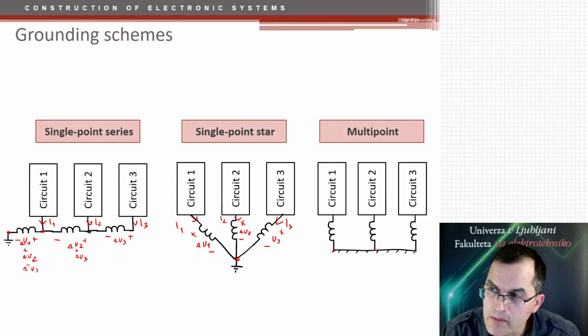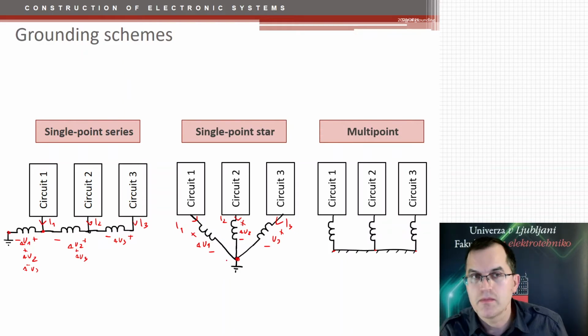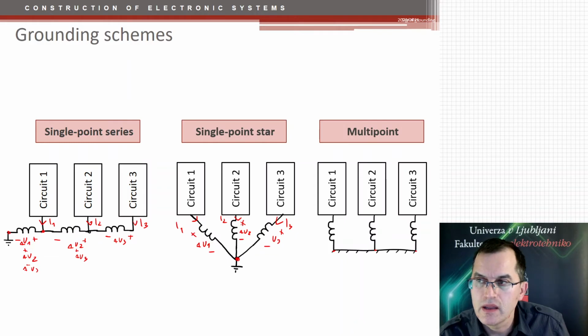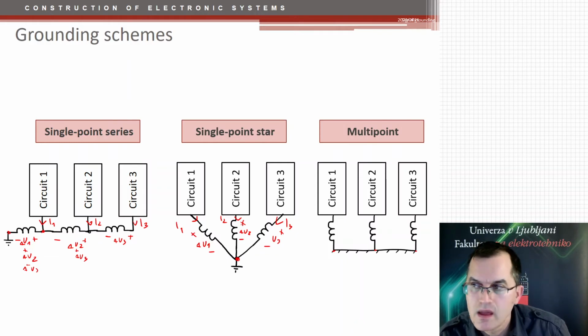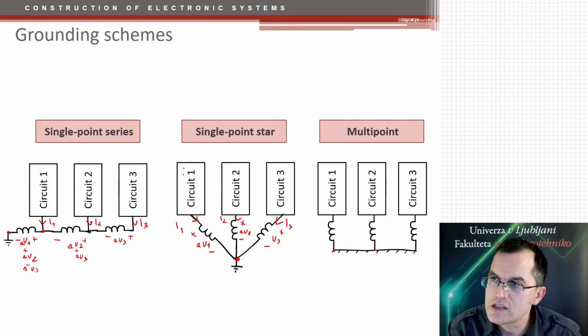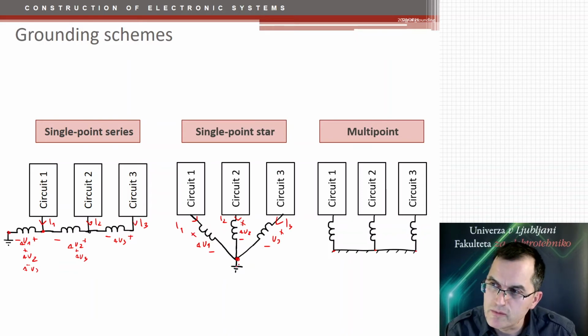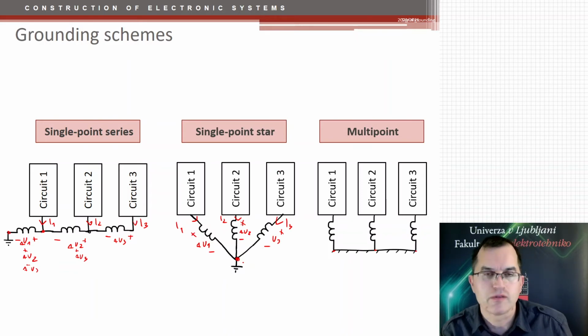The problem here is that you have to route every ground separately to a single point, which may be quite hard on the PCB. But in that case, you make sure that these circuits do not interfere with each other. So this one could be a separate analog amplifier, this could be an A to D converter, and this could be a microcontroller. So each one of them would get a separate ground connection.